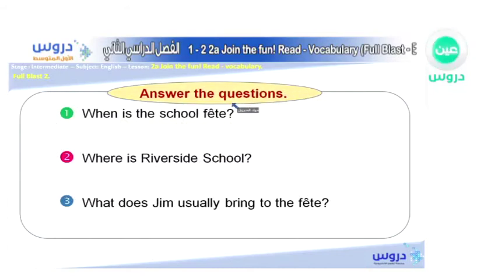Okay, so here, as you know, we have some questions and we want to answer them. When is the school fete? When is it going to be happening?